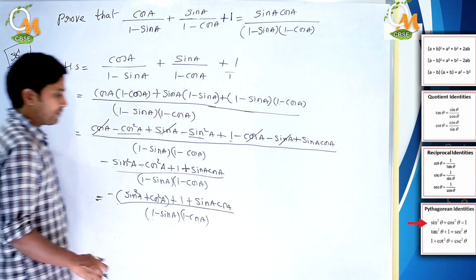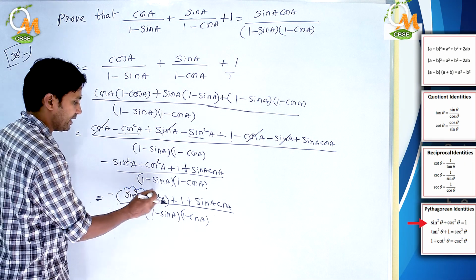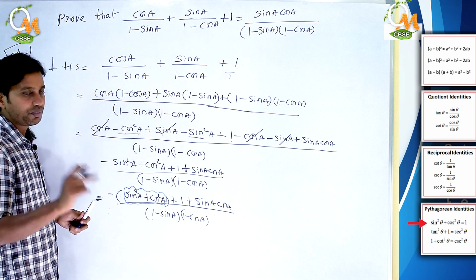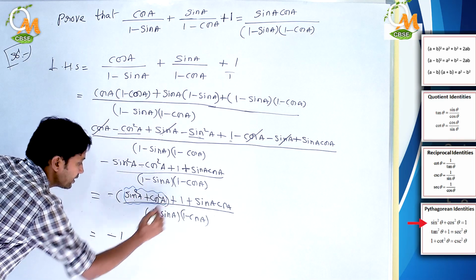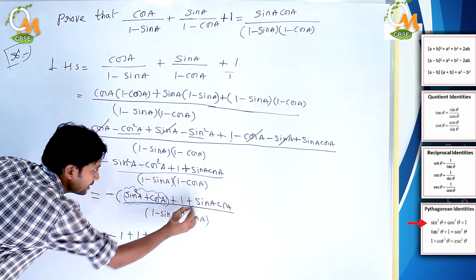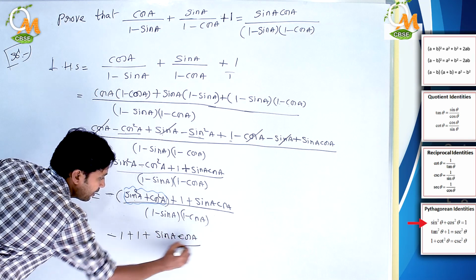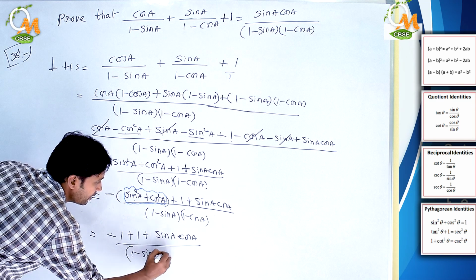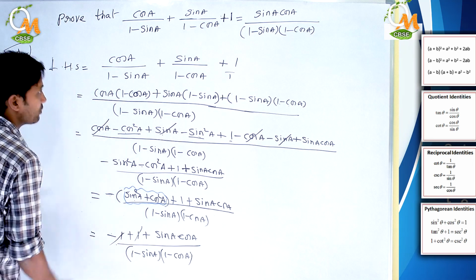Okay, now what did you observe here? Inside the bracket we obtained a trigonometric identity, the first identity of trigonometry, that is sin square A plus cos square A, and that value would be 1. Now here minus 1, and this is plus 1, since the minus sign is there in front of that. Plus sin A cos A by 1 minus sin A into 1 minus cos A. Right, minus 1 plus 1 will be cancelled.